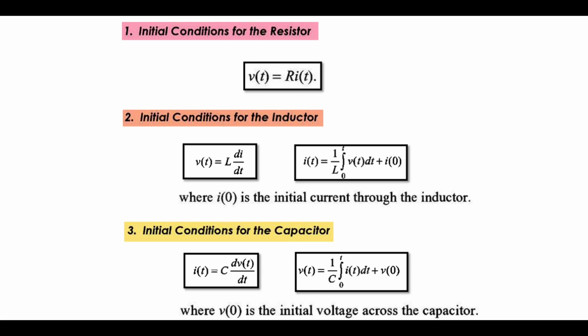There are a few rules with respect to resistors, inductors and capacitors. For a resistor, the relation is v(t) equals R i(t), that is, V equals IR, which we already know. For an inductor, the voltage is v(t) equals L di/dt, or we determine the inductor current as i(t) equals 1 by L integral of v(t) dt plus I0. This I0 term is called the initial current through the inductor. Similarly, for a capacitor we also get an initial voltage across the capacitor, which is given by V0.